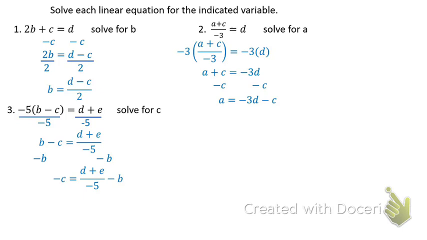Now I can either multiply both sides by negative 1 or divide by negative 1. But because I already have division on the other side, that would be kind of messy. So instead, I'm just going to multiply both sides by negative 1. Distributing the negative 1 on the right-hand side, I get c equals negative 1 times the d plus e all over negative 5, which means negative 1 and negative 5, the negatives cancel. It gives me d plus e over 5. And then negative 1 times negative b is positive b. So this means I get c equals d plus e over positive 5 plus b. That one's pretty tricky with the minus signs. You have to watch what you're doing there.